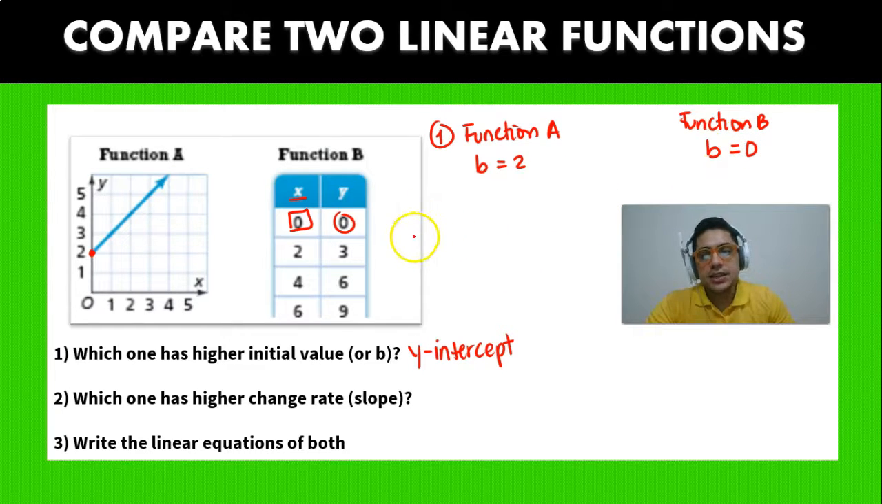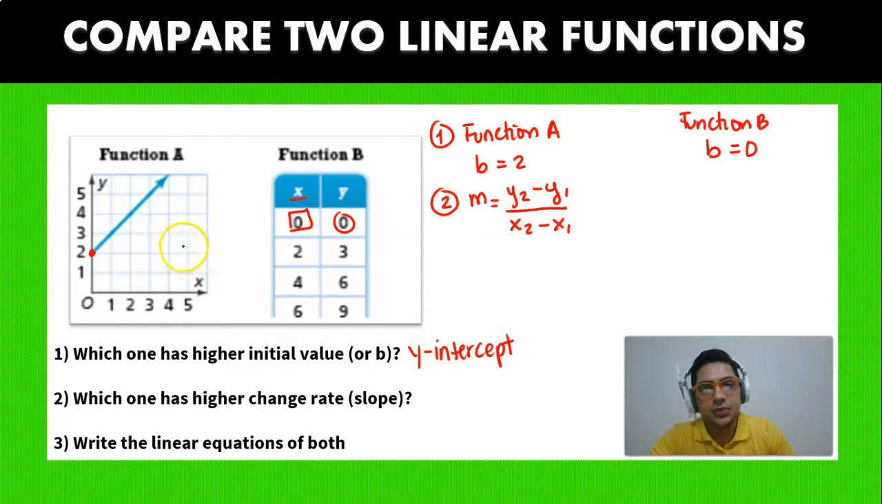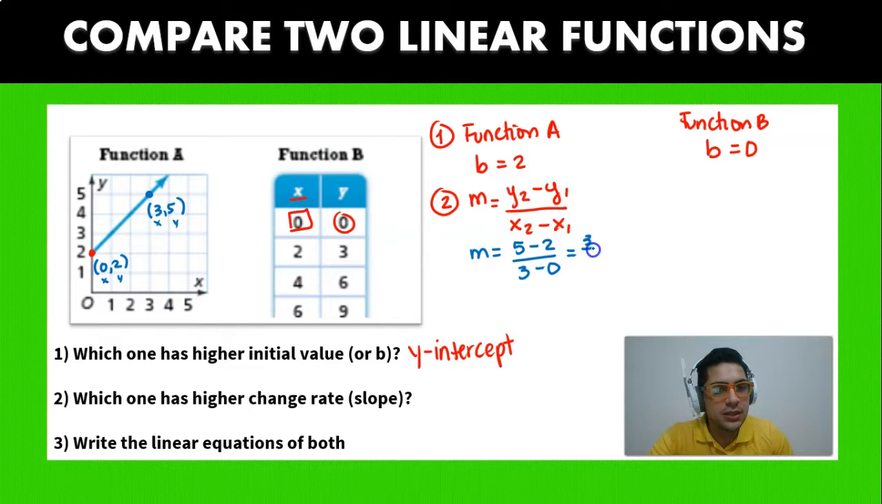The next thing they ask us is which one has a higher change rate. So how can we tell? We have to find the slope. In order to find the slope, we're going to write the formula: m is equal to y2 minus y1 divided by x2 minus x1. After we do that, we can take two points at random from the graph. For example, from function A, we can take the point (3, 5) and the first point, which was (0, 2). Now remember, it's x, y, x, and y. So our slope in function A is going to be 5 minus 2 divided by 3 minus 0, which is 3 divided by 3, and that is 1. So the slope on the first one is 1.